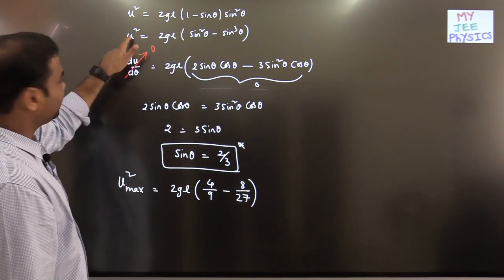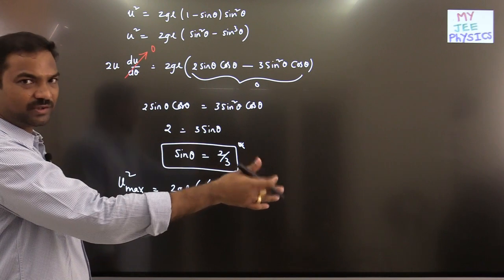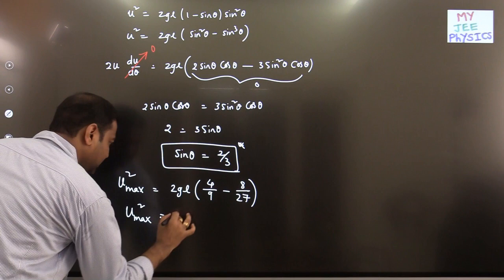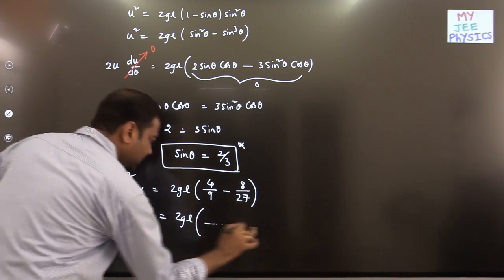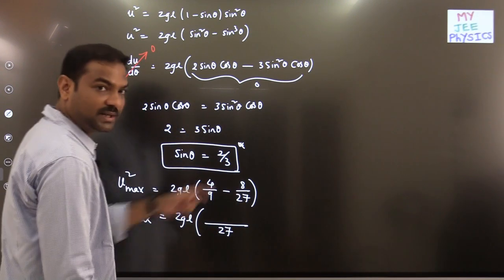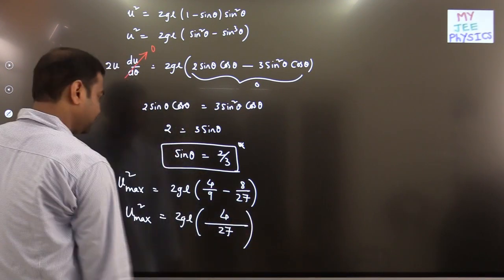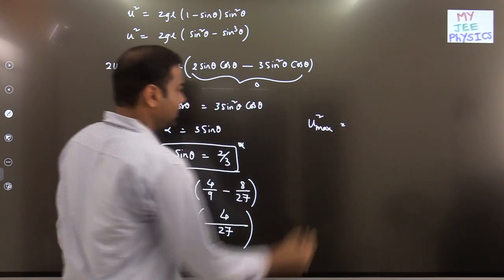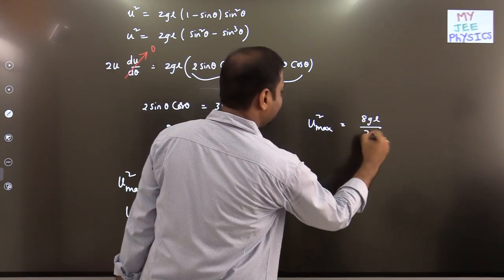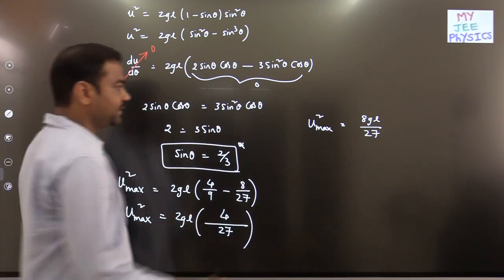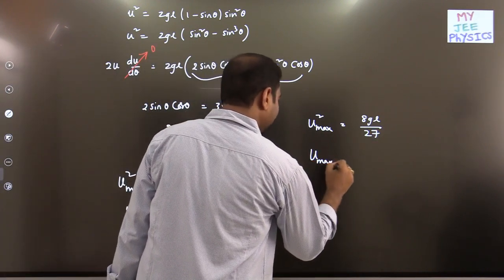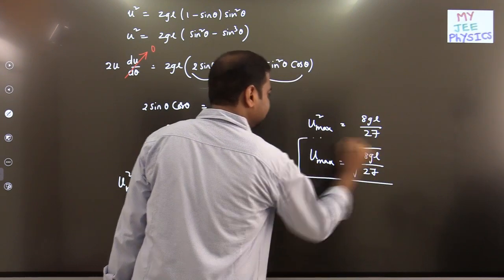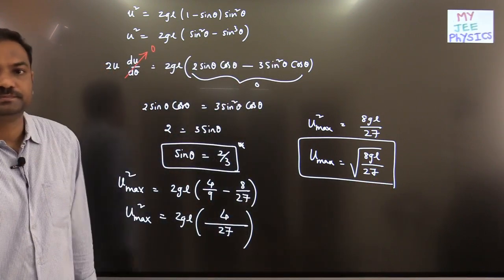If I keep the sin theta value, u will become maximum. No need to check the second derivative, you will get the maximum only. In physics that is the advantage we have. So u max square is equal to 2gl into this value. Go for LCM, 27: 12 minus 8 is 4. So finally u max square is equal to 8gl by 27. Then the maximum value of u is root of 8gl by 27. This is the maximum value of u.